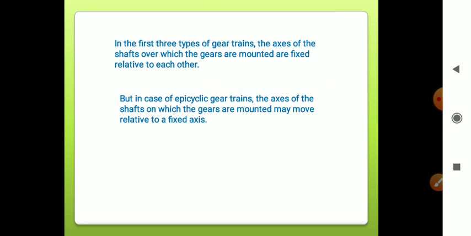But in the case of epicyclic gear trains, the axes of the shafts on which the gears are mounted may move relative to a fixed axis. In the first three, that is simple, compound and reverted, the gears are fixed relative to each other. In the epicyclic gear train, they move relative to a fixed axis. This is the difference between these two.